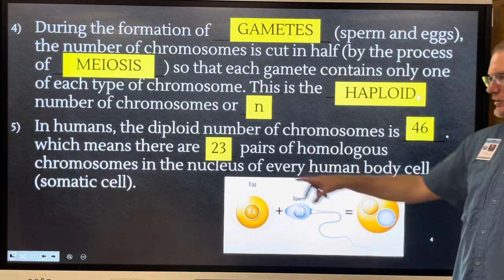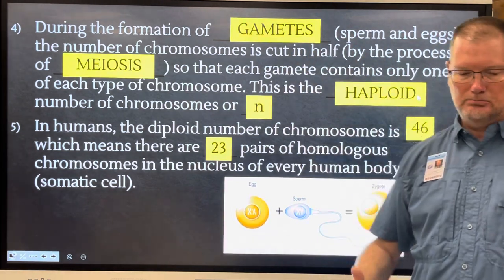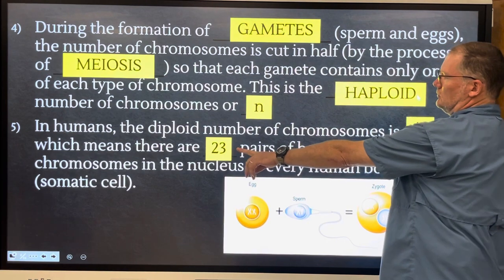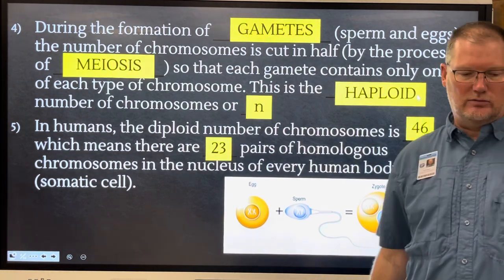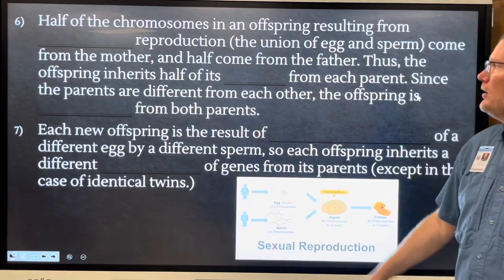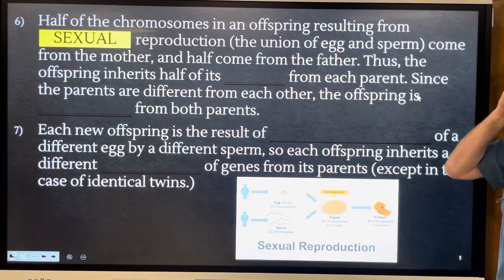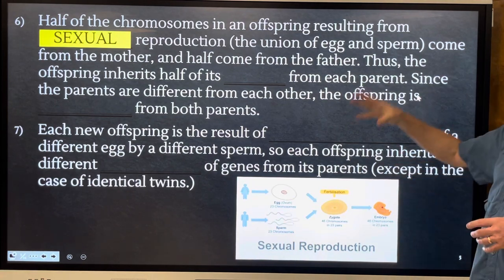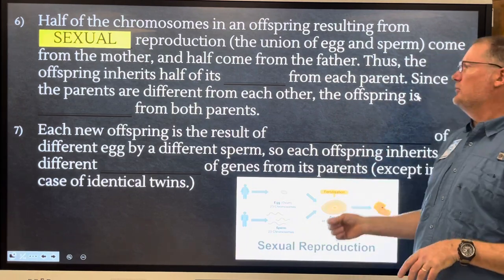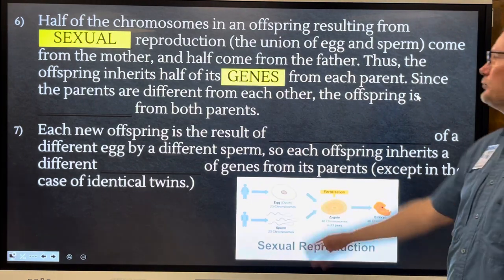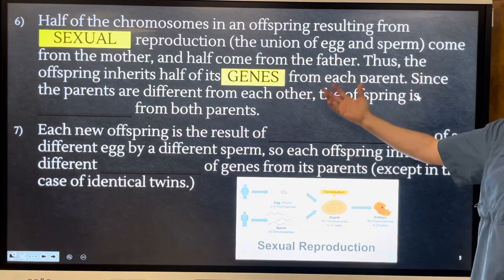Body cells are somatic cells, sex cells are gametes. And that's the difference. Either you're haploid, like a sperm and an egg, or you're diploid, 46 in the fertilized egg or every other body cell. So half of the chromosomes in an offspring result from sexual reproduction. The union of the egg and the sperm: half come from the mother, and the other half come from the father. I don't like the way that sentence was formed, but anyway, you get the picture. Half of them come from mom, half of them come from dad. So the offspring inherits half of its genes. You have inherited half of your genes from each parent.